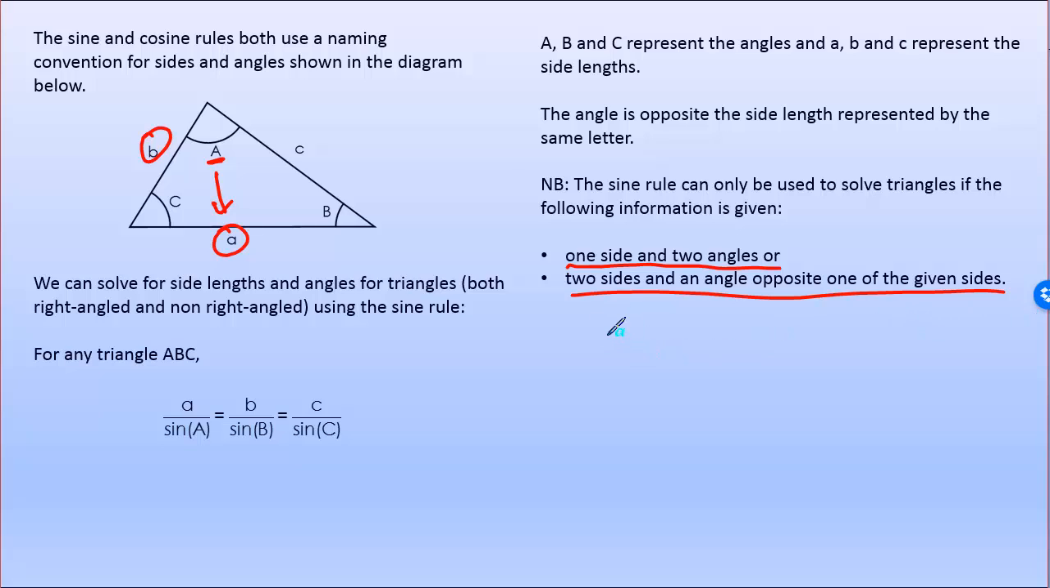Now there is a way to test for this. What you can do is write down A, B, C, and write down a, b, c. So we have the angles and the side lengths. And then you write down the information you know. And if you know either both A's, like we do here, or both B's, or both C's, you can use the sine rule. And if you're not in that situation, you'll have to use the cosine rule, which we'll see later.